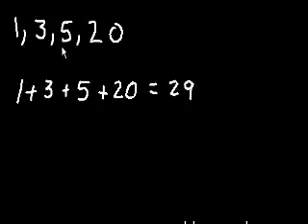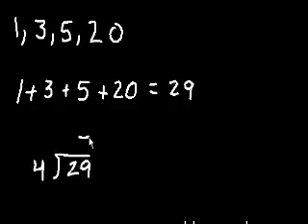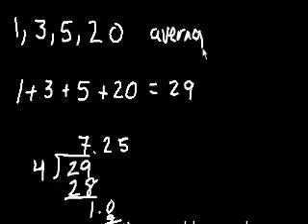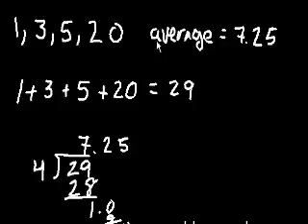And we had four numbers, 1, 2, 3, 4. So 4 goes into 29, and it goes 7 times. 7 times 4 is 28, and then we have 1. Well, I didn't have to do that decimal there, but 2, 8, 25. So 4 goes into 29 7.25 times. So the average of these four numbers is equal to 7.25. And that might make sense to you because 7.25 is someplace in between these numbers.